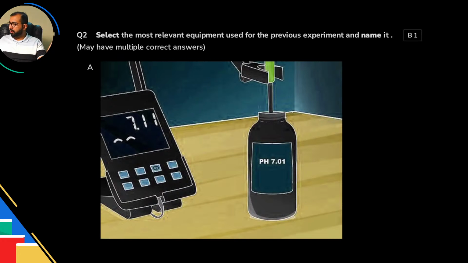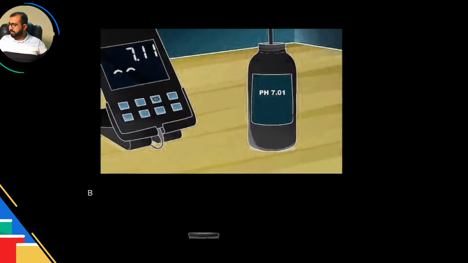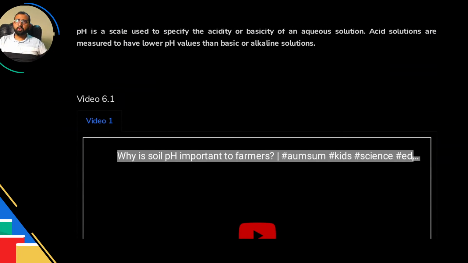Select the most relevant equipment used for the previous experiment and name it. Okay, so previous experiment. I don't want to measure pH. Okay, this might be a useful thing because I can add a solution in this and see the color change happen. So I'll say that, okay, I'm going to use this. What is this? Funnel, I don't need it. Okay, good. So we're done with this.